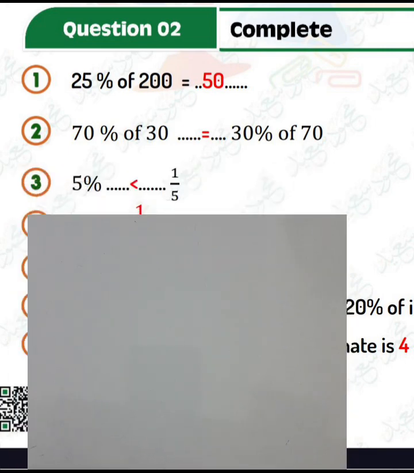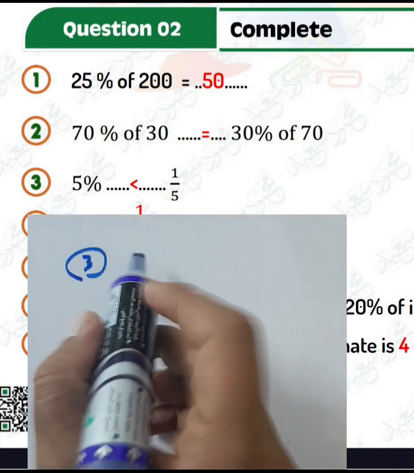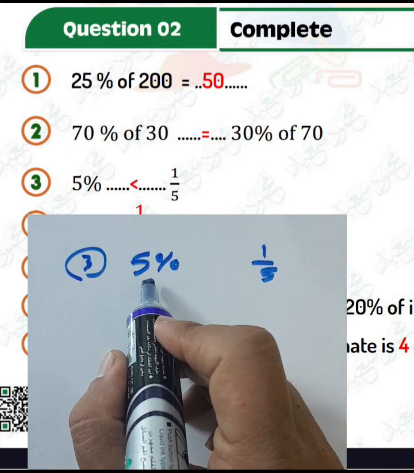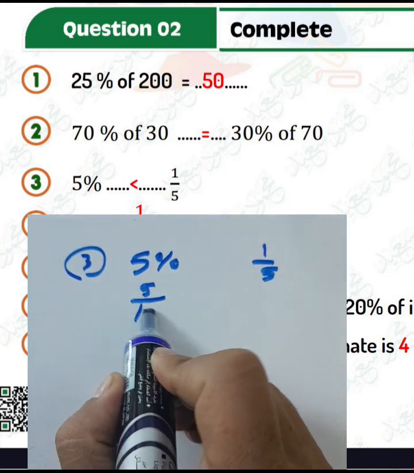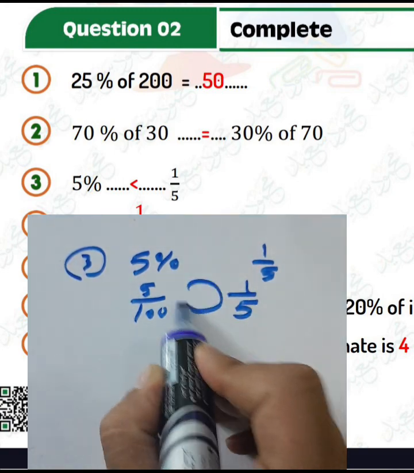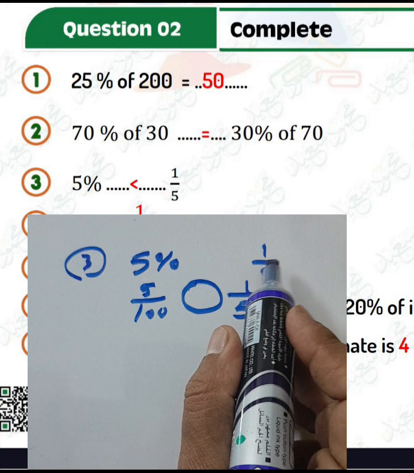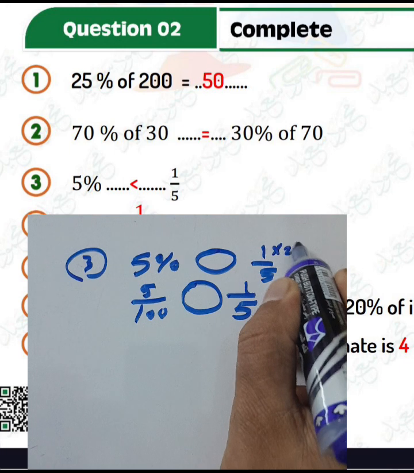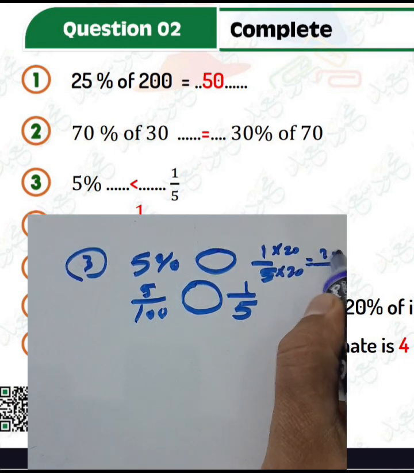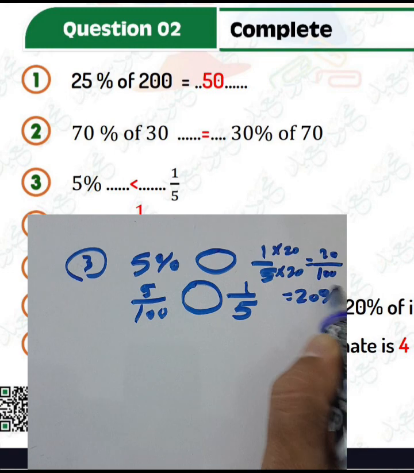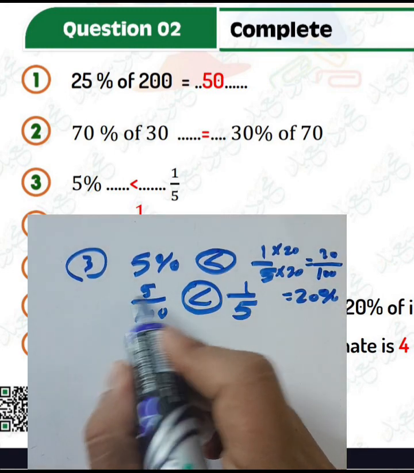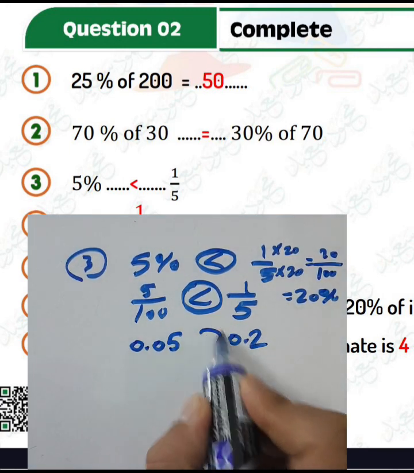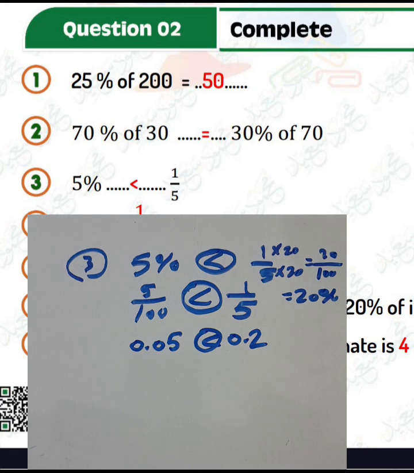Question number 3. 5% or one fifth. 5% means 5 over 100, and we have one fifth. You can convert the fifth by multiplying numerator and denominator by 20, because 20 over 100 is 20%. Or you can convert to decimal, 0.05 and here 0.2. As you like, you can solve by any method, okay? So the result here is the fifth.